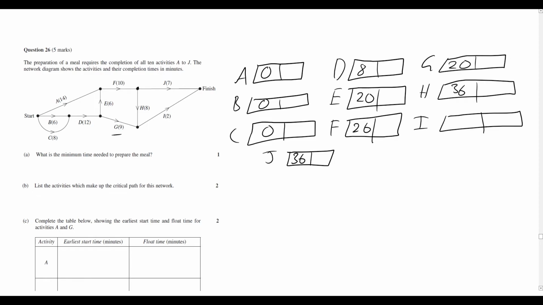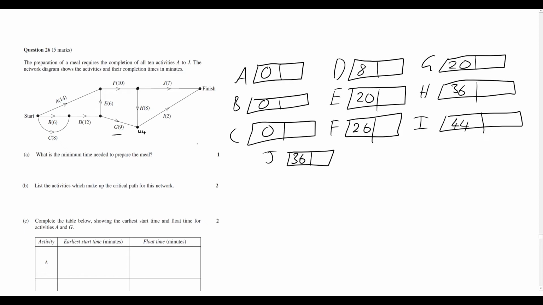Okay, and now we start looking at I. For us to get to this vertex here, we must have completed F and H. For H, the earliest it could start was at 36, plus the 8 that it takes to finish. That gets us to 44 at this vertex here. So now 44 plus 2 will tell us the finish time, but the earliest start time for I is simply 44. Okay, so what is the minimum time needed to prepare the meal?